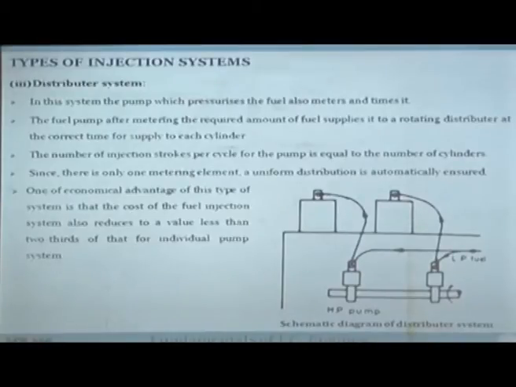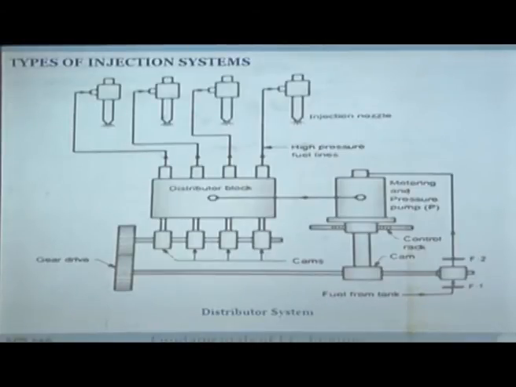One of the economical advantages of this type of system is that the cost of the fuel injection system also reduces to a value less than 2/3 of the individual pump system. So we have seen the first type, the jerk pump type. Suppose you want to have 4 individual jerk pumps, compared to this will be 30%, 35% cheaper system, and that's what matters when you are making a vehicle in mass production. It matters quite a lot. Here you have the high pressure pump, low pressure fuel is coming in, pressure is being generated, and the same metering element is supplying to different injectors.